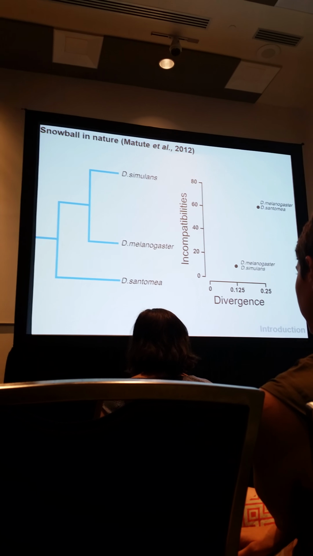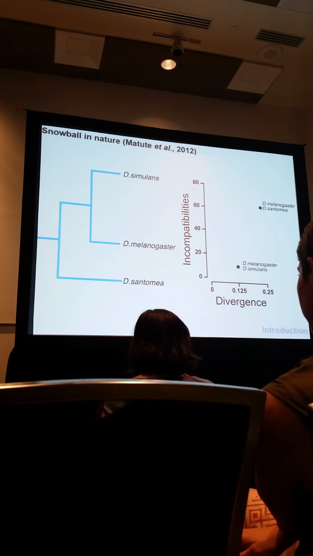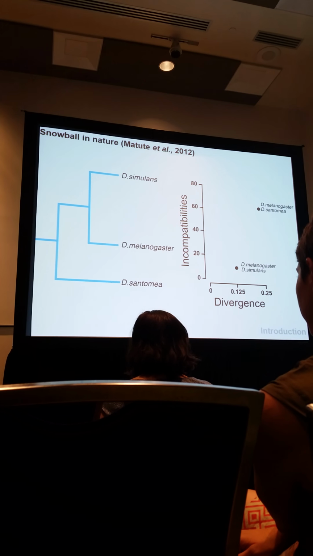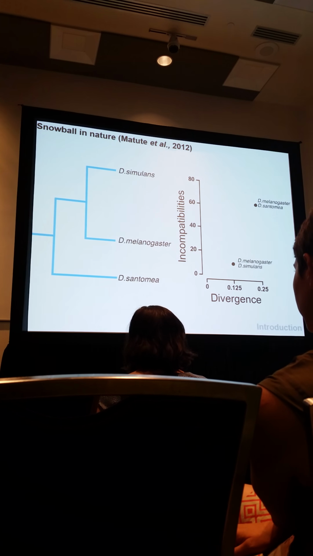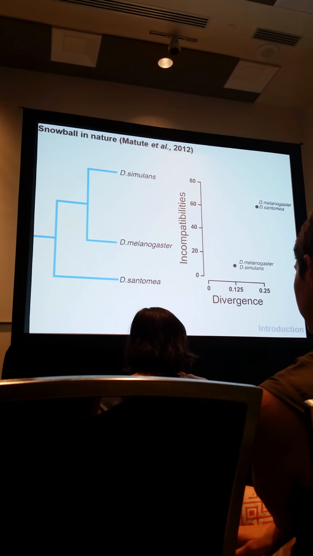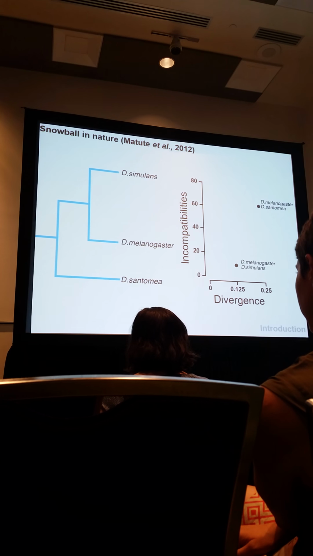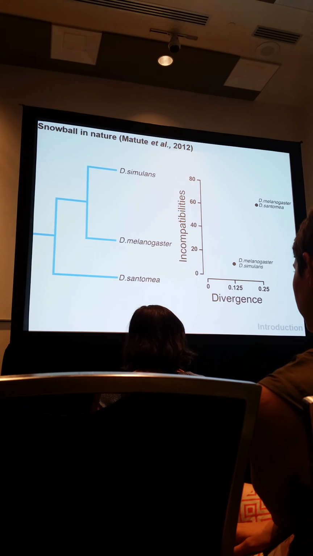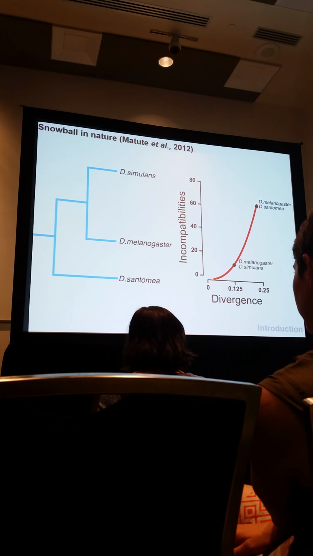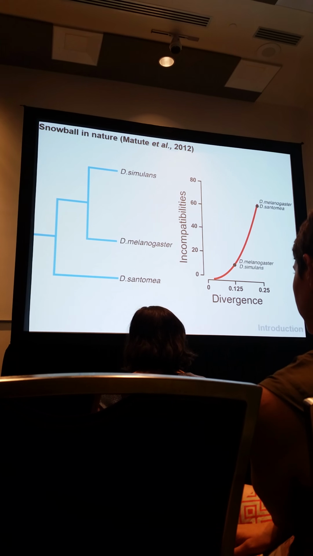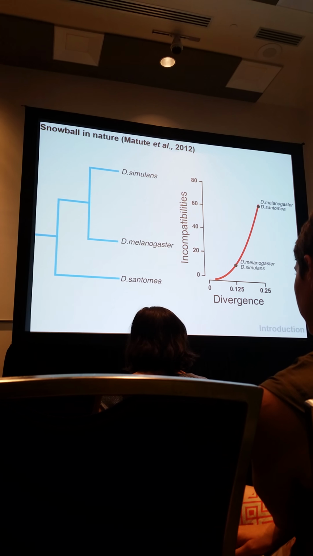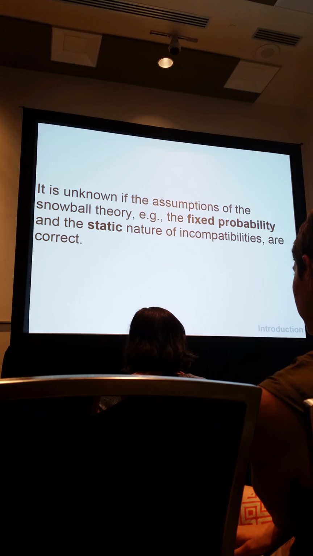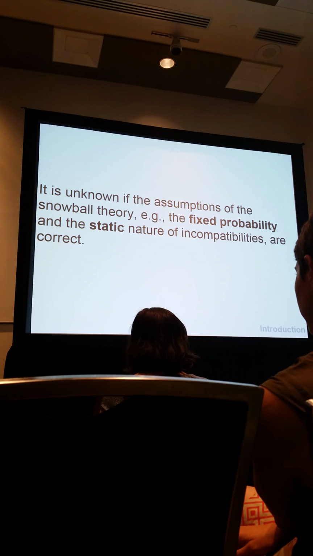Understandably, the number of incompatibilities between Melanogaster and Simulans is lower than between Melanogaster and Santomea because Melanogaster and Simulans are more closely related. But what they tried to do in order to test the snowball theory was to test whether a quadratic model fits this pattern better or a linear model, and they observed that the quadratic one fits better, hence corroborating the snowball theory.